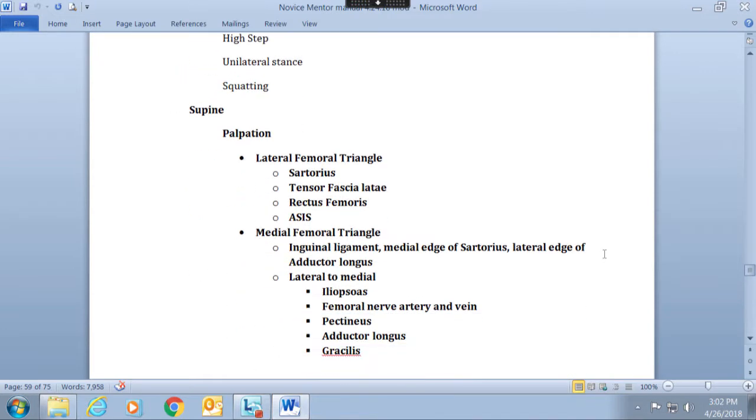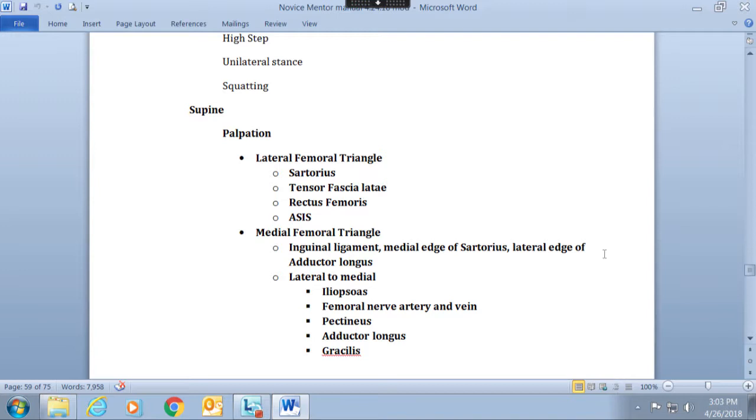Go supine. Palpation. We talk about the lateral and the medial femoral triangle. The lateral femoral triangle on one side has a sartorius, the other side has a tensor fasciae latae. Between the two will be where the V comes in. You'll be able to palpate rectus femoris, and if you're really good, you can palpate that up to AIIS, and ASIS is more obvious. From the ASIS, we go to the medial femoral triangle, the inguinal ligament, and the medial edge of the sartorius to the lateral edge of the adductor longus.